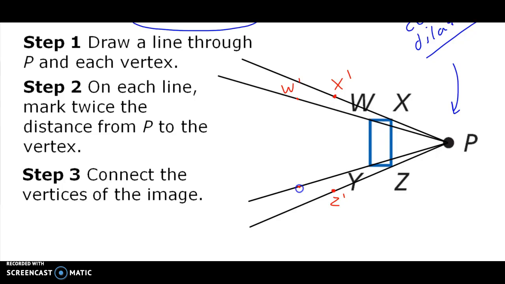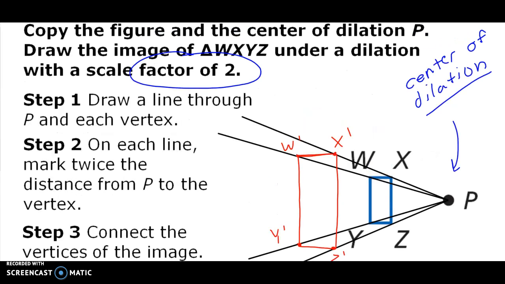About here. And what's going to happen when we connect our 4 points? Yay! Okay, now real quick, what if the scale factor wasn't 2? What if it was 1/2? Are we getting larger or smaller?